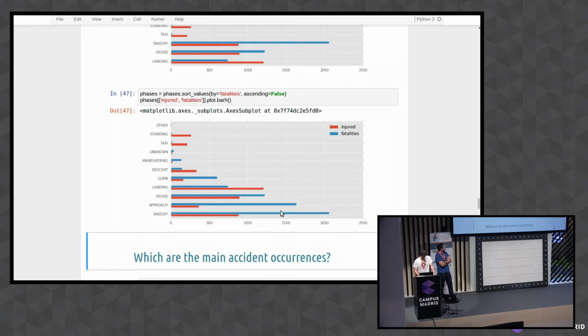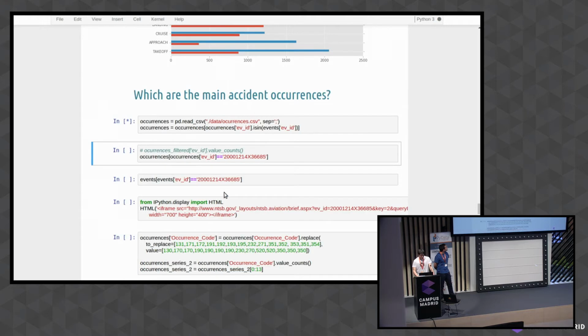It happens more or less the same. We see the big blue bars for the approach and climb phase. However, let's have a look at landing. Injured people, we can find more injured people than fatalities. So it's really not very probable. It's most probable that something happens during landing, but in case that happens, there are more chances that you survive, which is good to know also.